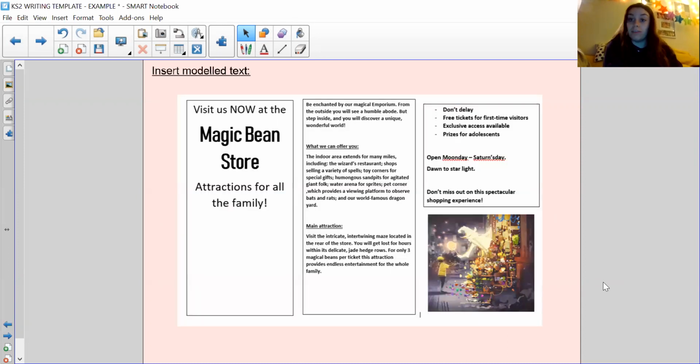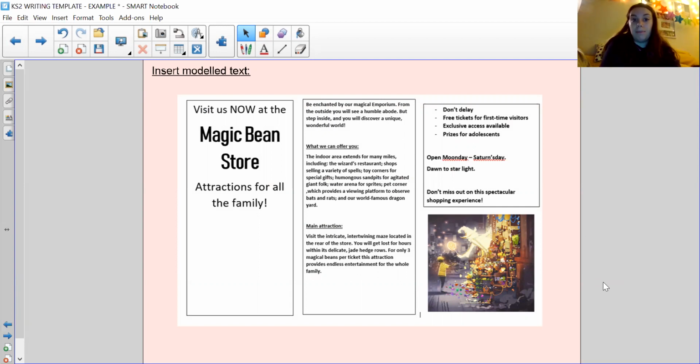So we finished our speeches last week, and now we are moving on to a new unit of work for the next 3 weeks until half term. We are looking at this model text, and we're going to be exploring it and finding out what genre it is. So I'm going to read it to you.